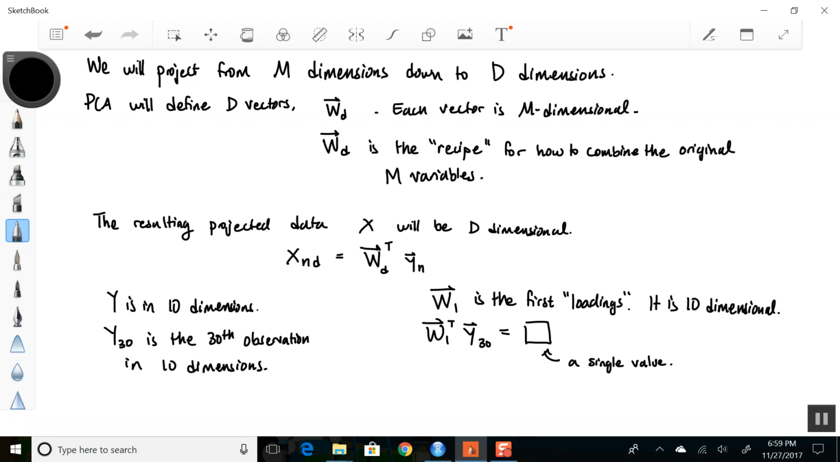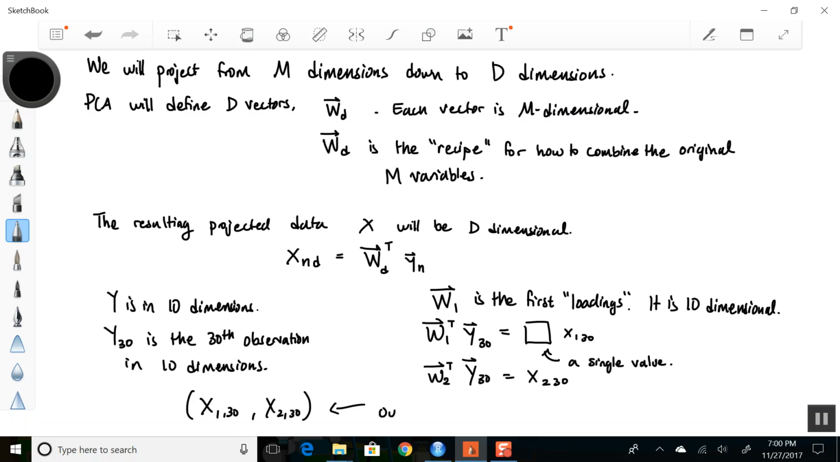So y sub 30 is the 30th observation in your original data. There's 10 elements in it because it's 10-dimensional data. And then you multiply it by W1, and W1 is how much of each of those original 10 things, how they're weighted together. We multiply it by that, and we get a single value, right? And then if we do this for W2, we will also get, so this will be x1,30, and then we will get x2,30. And now we have x1,30 and x2,30.